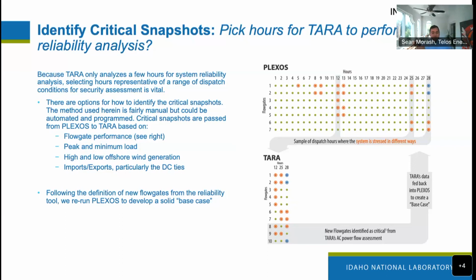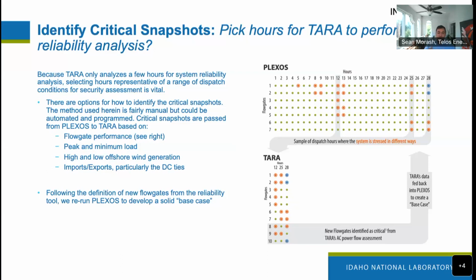But really, there's like 5 round trip versions between Plexos and TARA where we're passing different dispatch hours, different system conditions across, over to the AC power flow tool. It's testing new things and saying, hey, yeah, I'm seeing the same stuff. You need to be worried about that.